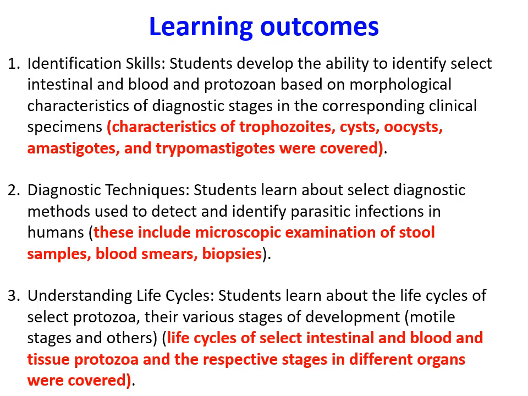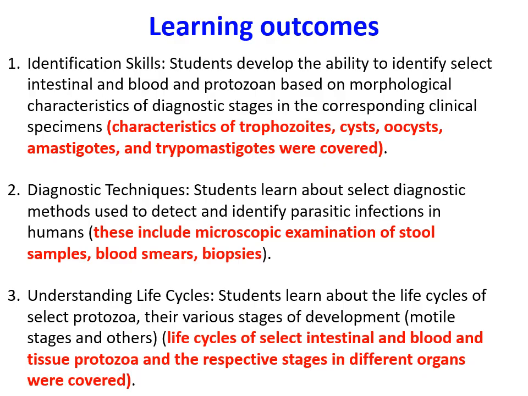So to wrap up, and in accordance with the learning outcomes that were presented at the beginning of this session, at the end of this lecture, students are now able to recognize the characteristics of trophozoites and cysts of intestinal protozoan parasites, such as, for example, Entamoeba, Giardia, and Trichomonas. They are able to identify the oocysts of different sporozoans, and we focused on Cryptosporidium. They are able to recognize amastigote stages and trypomastigote stages, as well as other stages that exist in case of Leishmania and Trypanosoma.